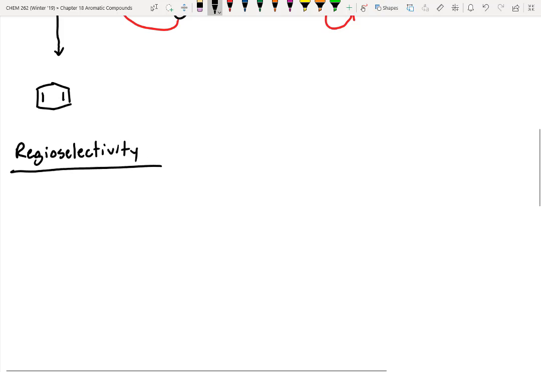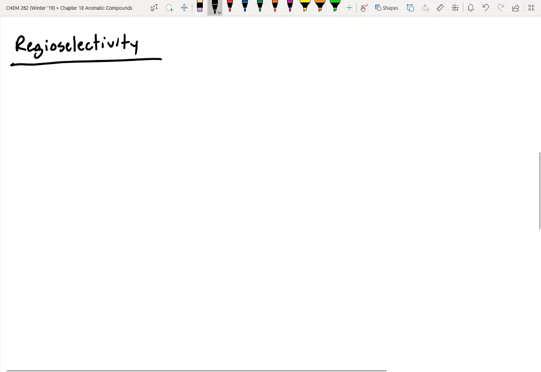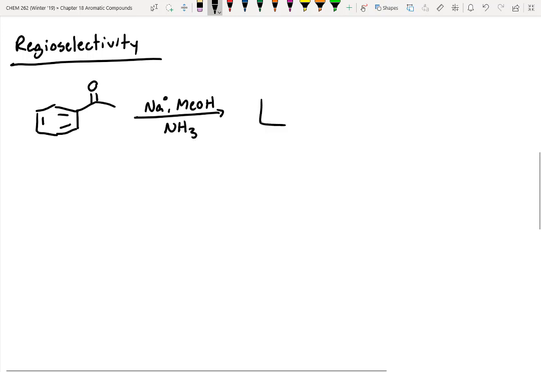All right, and so let's take a look at this reaction. So in this one, we've got sodium metal, and let's just use methanol and ammonia. The question is, which of these two products will we get? Will we get this product?